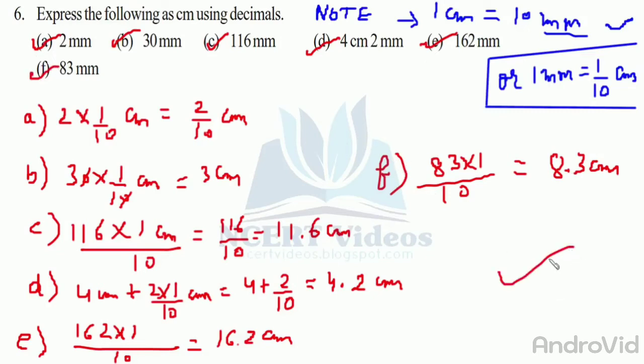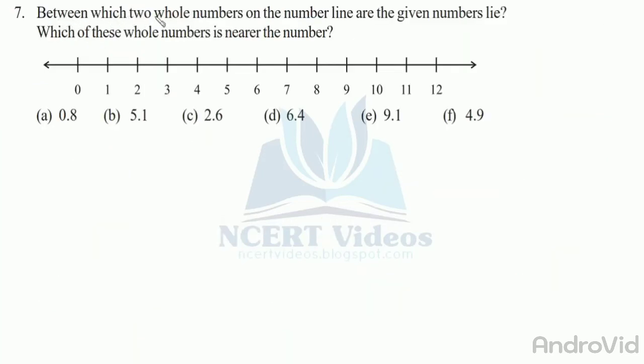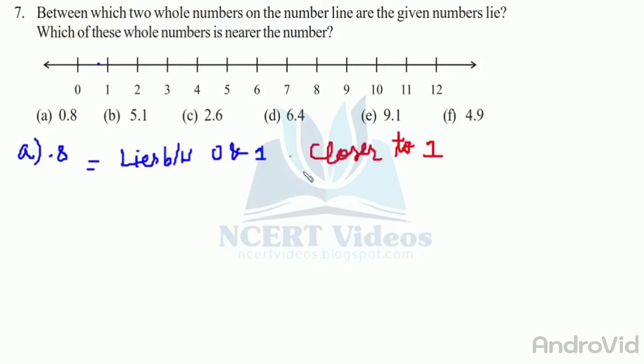That's your question number 6. Between which two whole numbers on the number line do the given numbers lie? Which of these whole numbers is nearer to the number? If we have a number line here, we have to depict decimals where they fall between two whole numbers. So 0.8 would fall between 0 and 1 clearly, because 0.5 is the midpoint. Anything greater than that would lie towards 1, anything smaller towards 0. In this case, 0.8 lies towards 1, so it is closer to 1. Similarly, we'll do the rest of them.